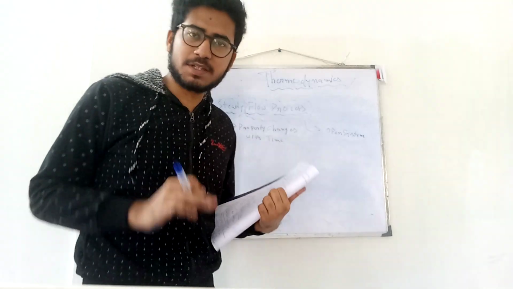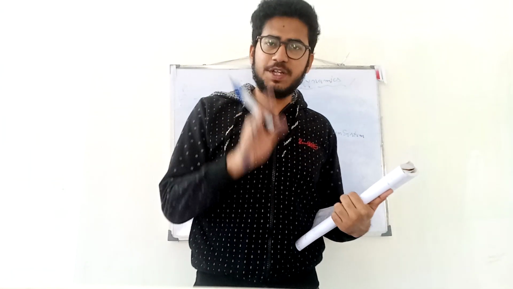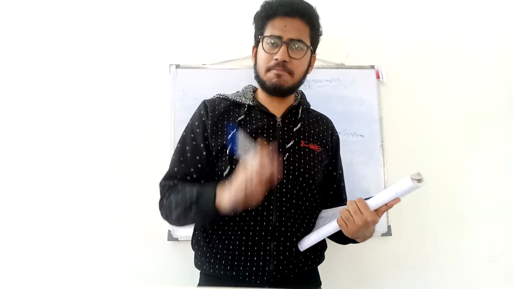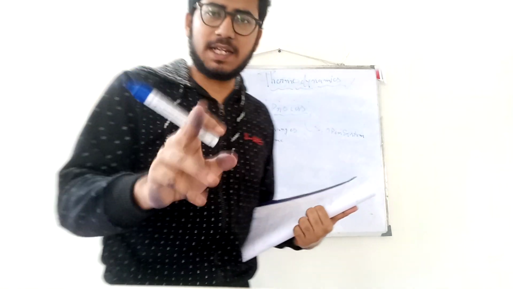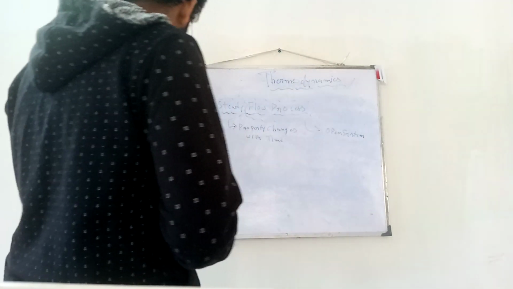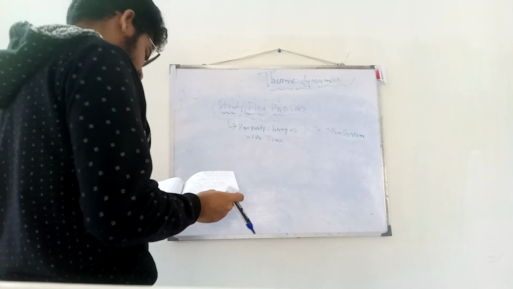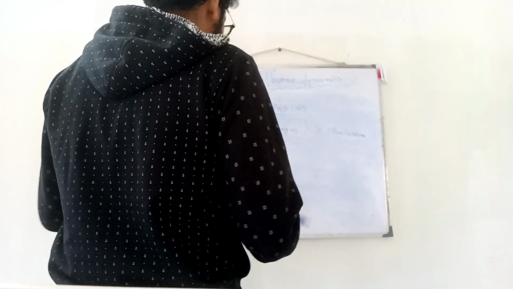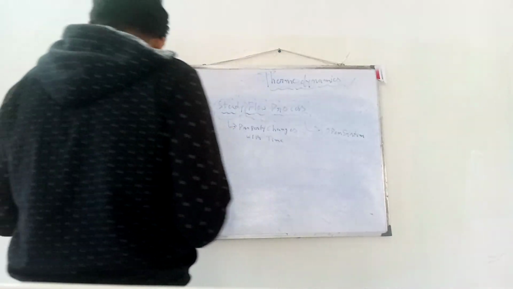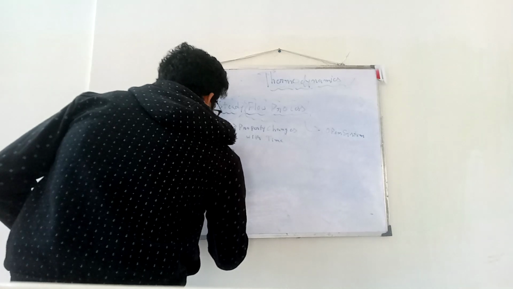So what is steady flow process? The property which changes with time in open system is called steady flow process. Okay, so what are the examples of steady flow process? Suppose isothermal process.